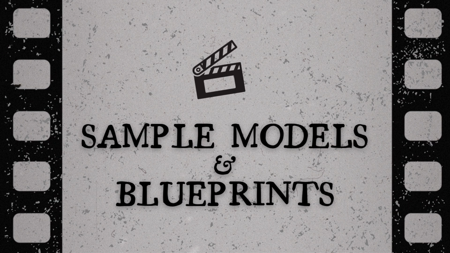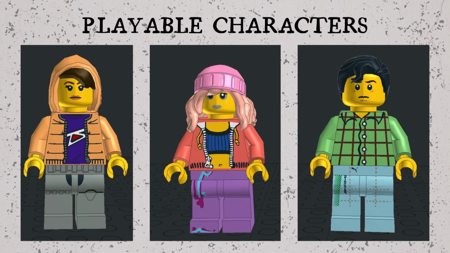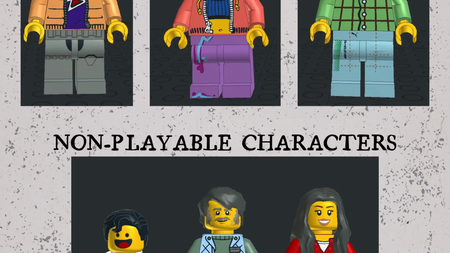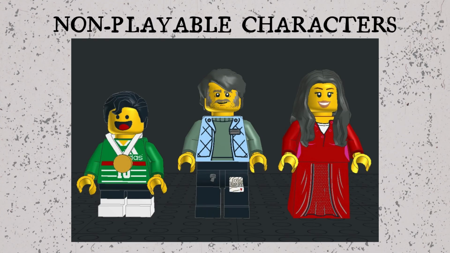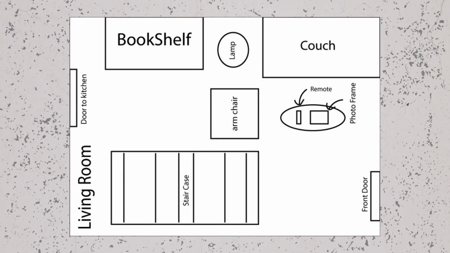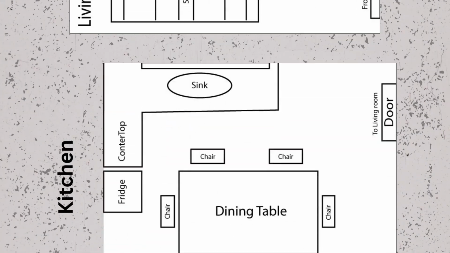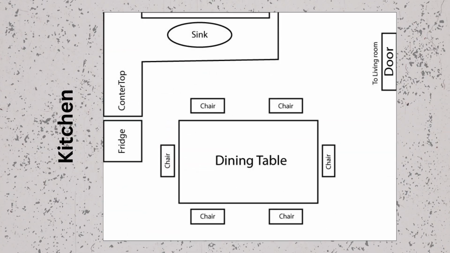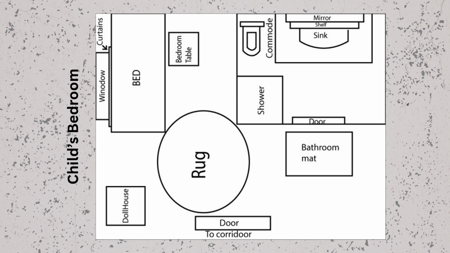Next, we have our sample models and blueprints. These are the models we have created so far. Here you can see the mom, dad and child characters. This is the blueprint of the living room, followed by the kitchen blueprint, and finally the child's bedroom blueprint. Each blueprint shows how we have placed the assets and structured the environment to match the story and mood of the game.